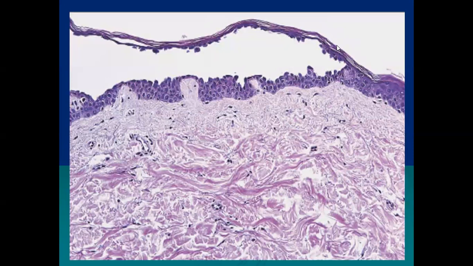So this is typically a subcorneal split in which there is a very thin layer of epidermis on the top, and most of the epidermis is present at the floor. In addition to that, the few keratinocytes which have left the epidermis and have acquired a round shape are also present in the split cavity, and these cells are known as acantholytic cells. So this image is that of pemphigus foliaceus.